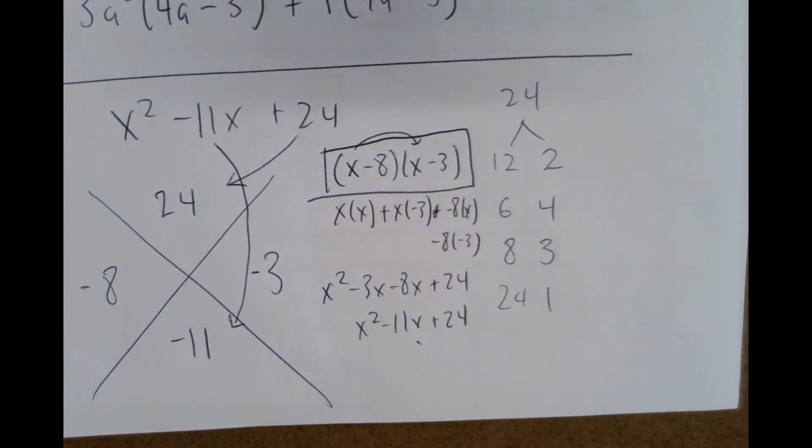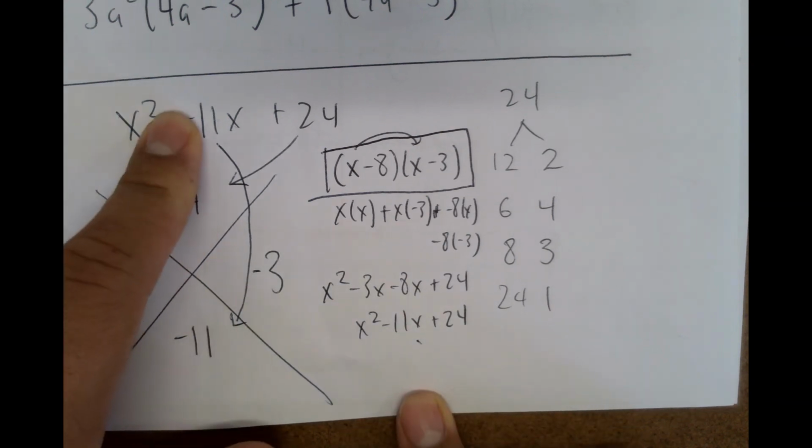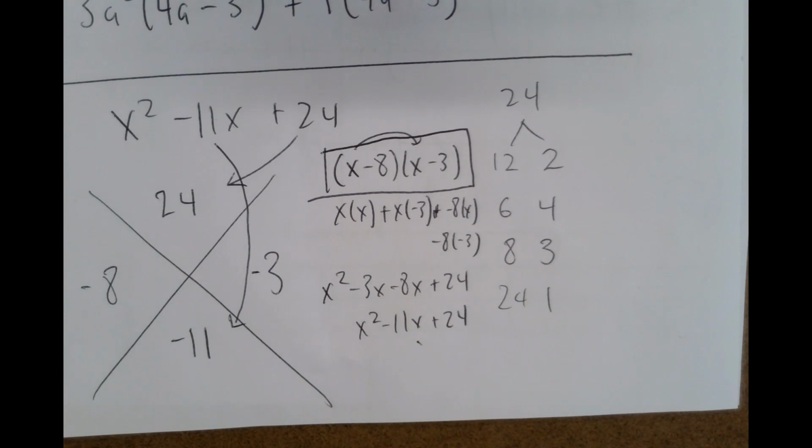Again, the reason I wrote the rest of this is just to show you that if I multiplied it out, I get back to my original answer. So that's a way you can check your work. If you feel like you factored it incorrectly, you can multiply them out and go back to your original answer.